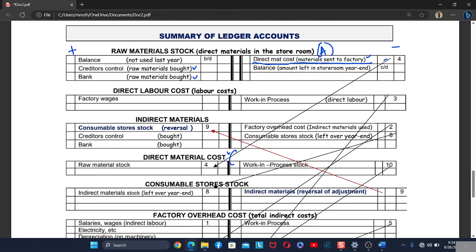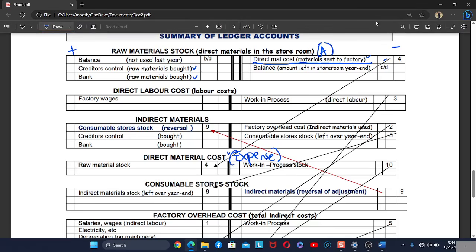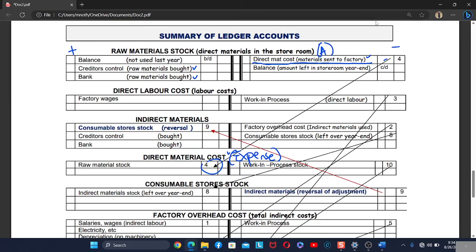This is an expense that is created in the manufacturing of the product. I mean, that is directly involved in the manufacturing of the product, right? So we transfer this to the direct material cost, which is an expense, right? Now, after transferring this to the direct material cost, we have to transfer this direct material cost to the work in process stock because now we need to put this direct material to work, right?